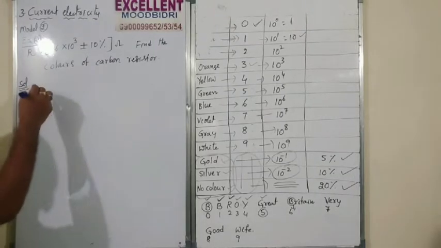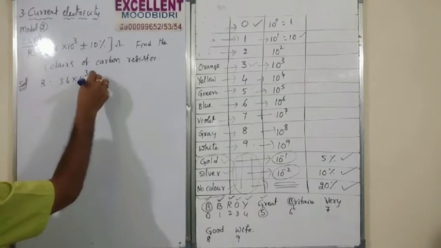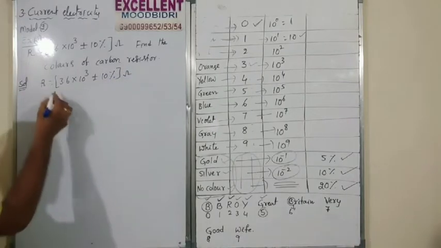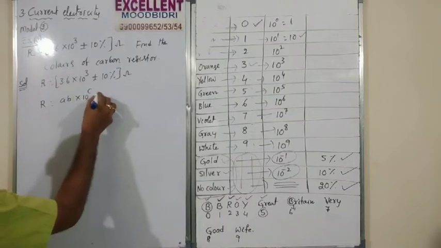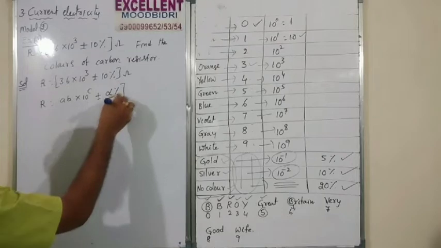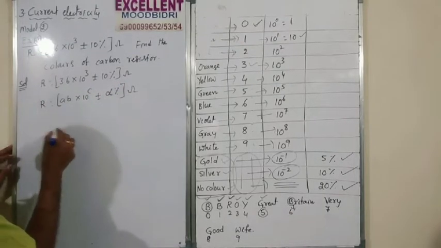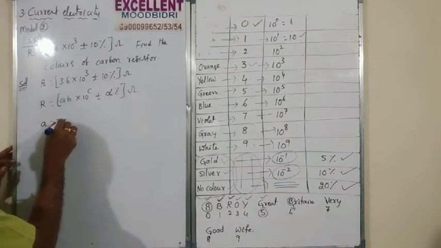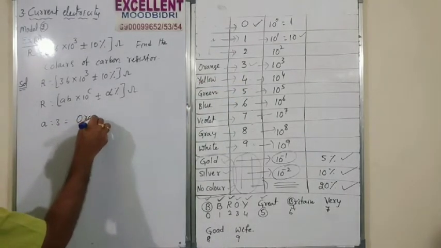Okay, so what is the given question here? R is equal to 36 into 10 power 3 plus or minus 10% ohm only. Correct? So this is compared with A B into 10 power C plus or minus alpha percentage. A is equal to the first color. A is equal to 3. 3 is what color? Orange. That is orange.